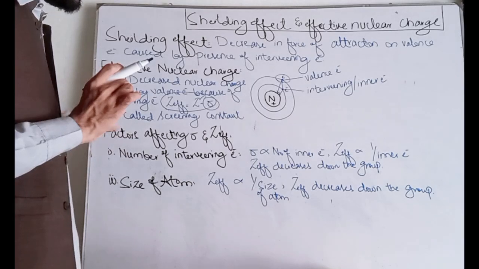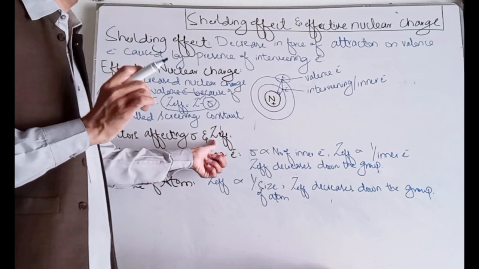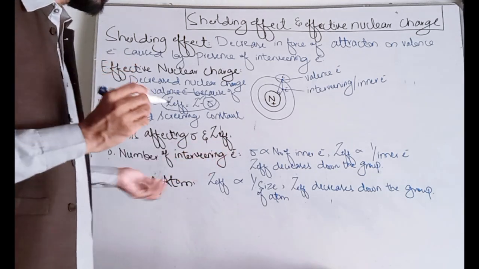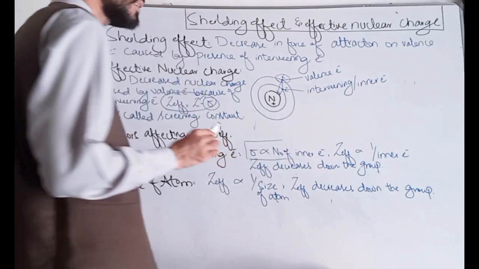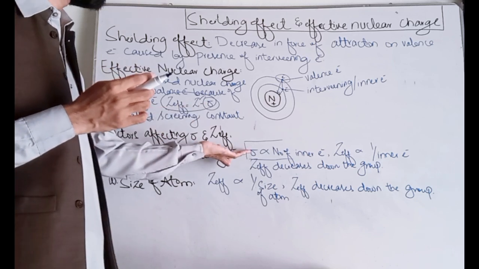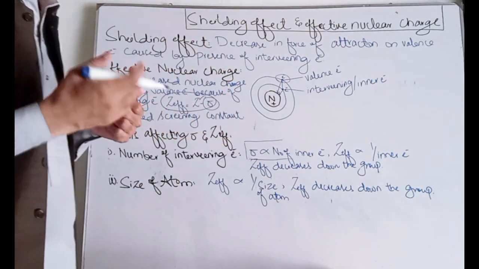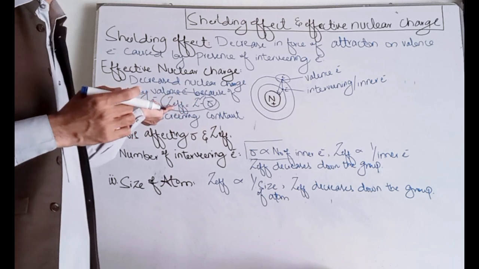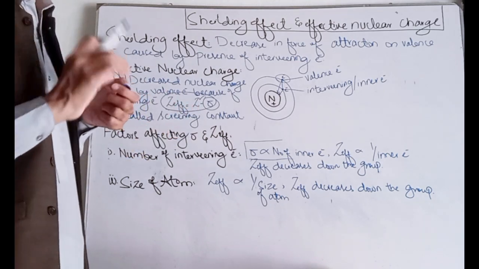So here are the two factors that affect the value of sigma and the value of Z effective. One is the number of intervening electrons or the number of inner electrons. It is shown here that sigma is directly proportional to the number of inner electrons or intervening electrons. The more inner electrons, the more the magnitude of sigma, and Z effective is inversely proportional to the inner electrons. The more the factor sigma, the lower the value of Z effective, because when a higher value is subtracted from the actual charge, smaller would be the value of Z effective.